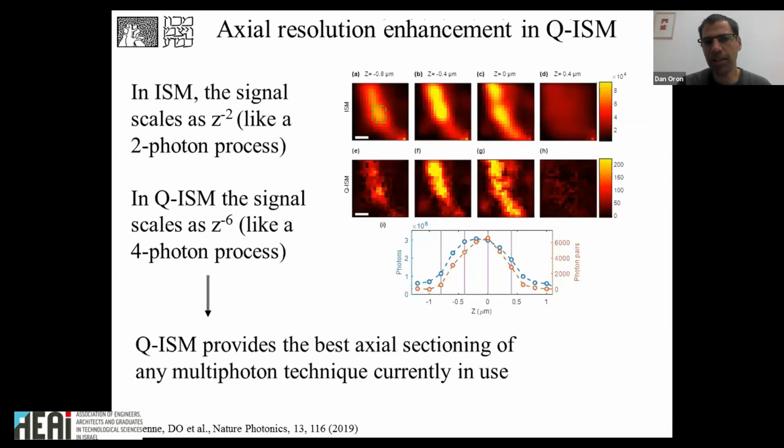Because this is a process which involves 2 excitations and 2 detections, it's more sensitive to deviations in Z, because as the density of photons goes down in the excitation, right? You're exciting with a focused beam, the higher order processes are attenuated more. So this gives about twice the resolution of a confocal microscope in Z.